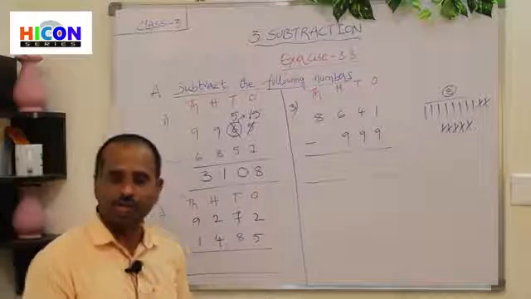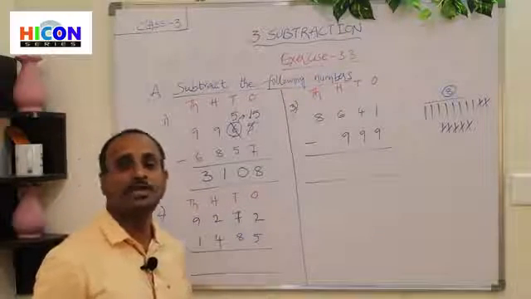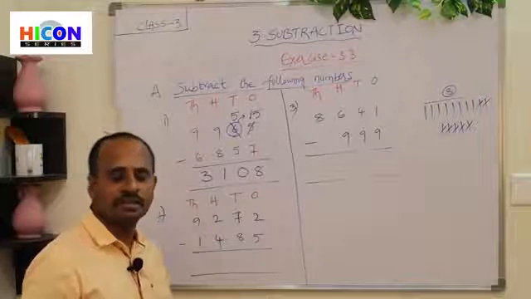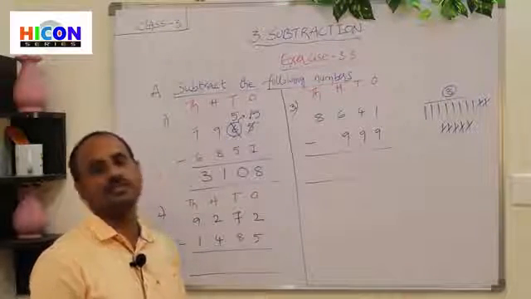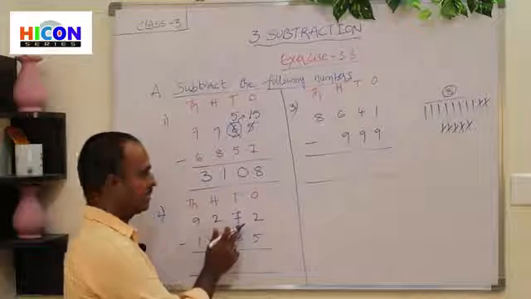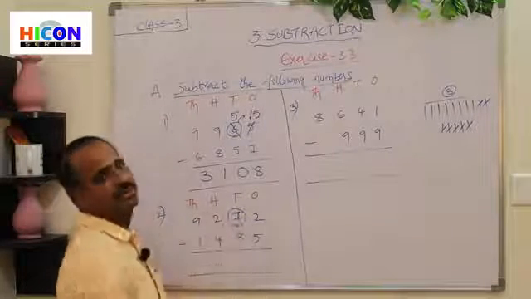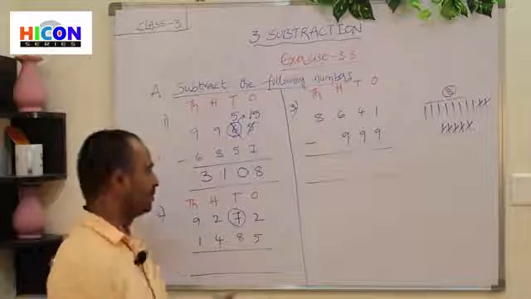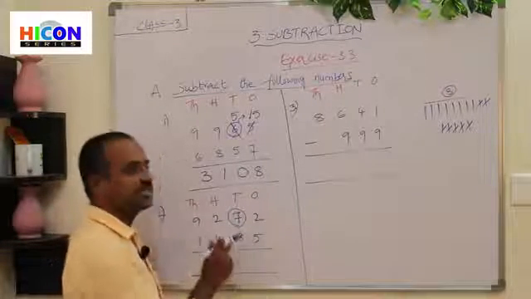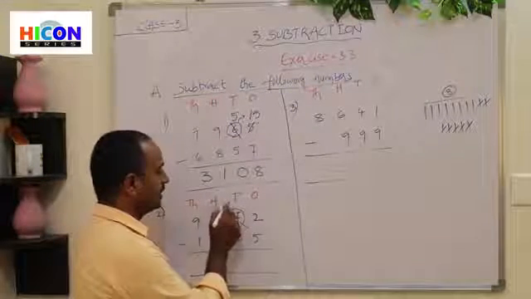Then we have to regroup the digits present in the tens place. That means we have to borrow from its previous place. So what is its previous place? Tens place. What is the digit present in the tens place? 7 is present in tens place. So borrow 1 ten from 7 tens. If you borrow 1 ten from 7 tens, how many tens will be remaining? There will be 6 tens. So write 6 here.